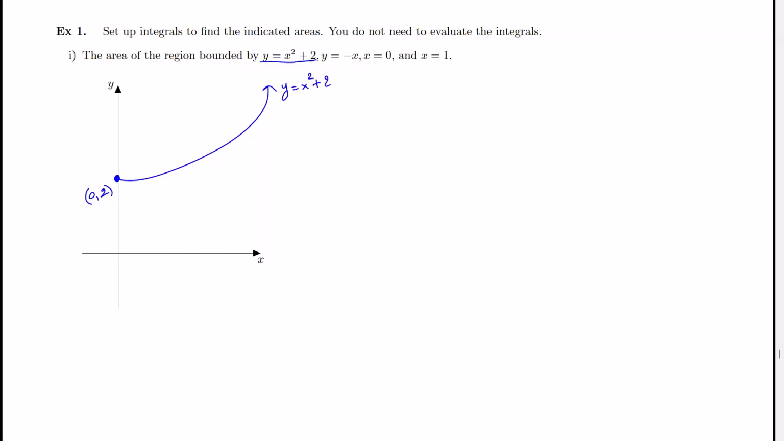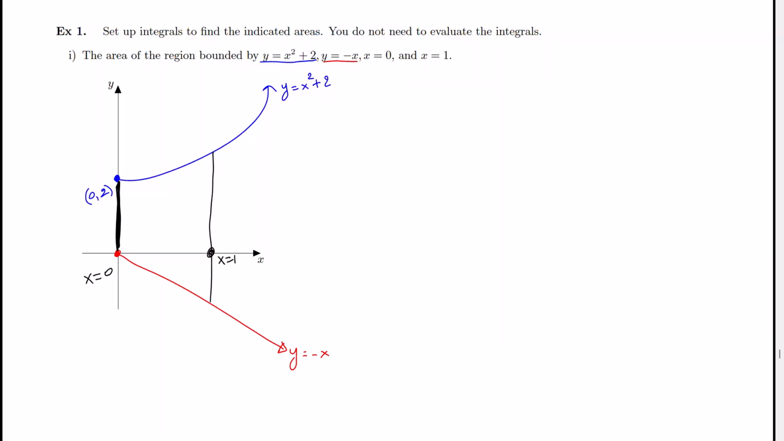Now, the function y equals negative x is a slanted line passing through the origin, and it has a negative slope, so I know that the graph looks something like this. So this is the graph of y equals negative x. It just points down, and it passes through the origin. And now keep in mind that we're going from x equals 0, this vertical line, all the way to x equals 1. So let's pretend like this is x equals 1 on the x-axis.